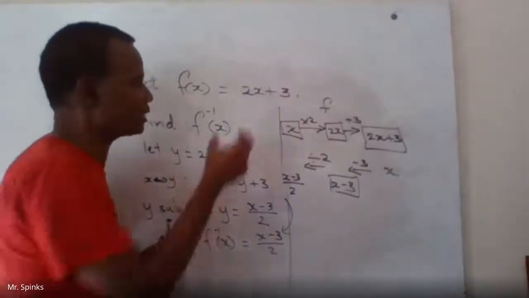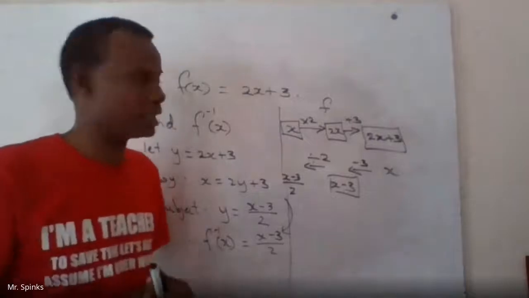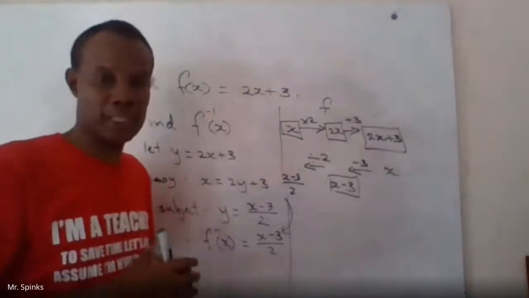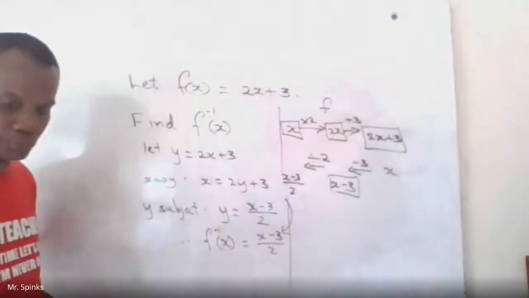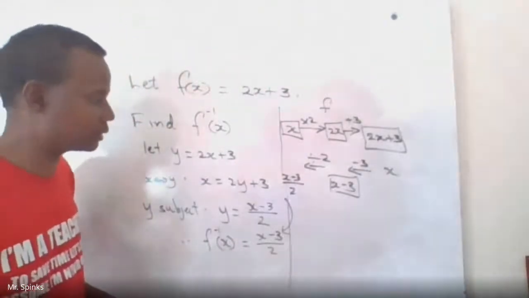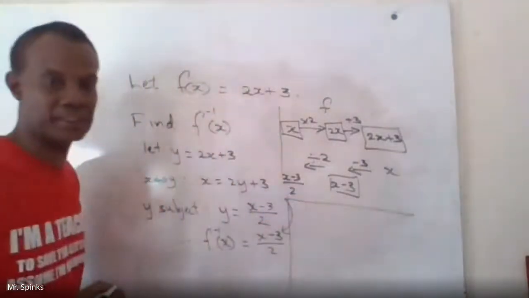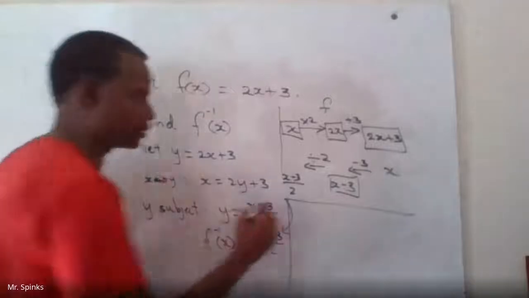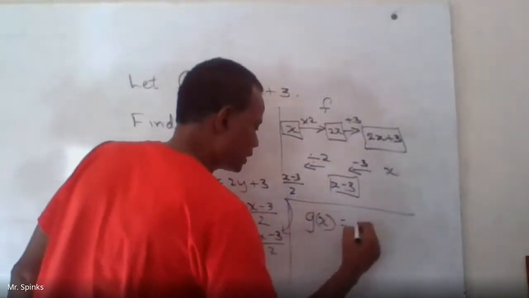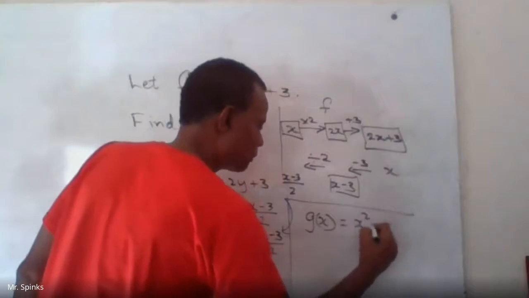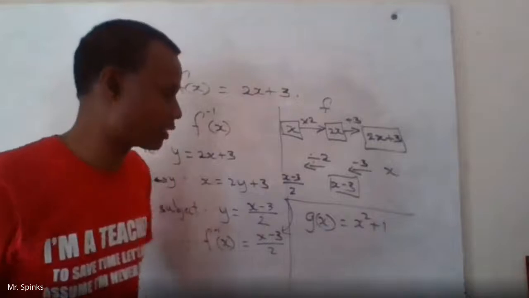All you have to establish is what is being done here. What is being done first? I multiply by 2. Second, I add 3. So if I had to reverse that, I must subtract the 3 and then divide by 2. All right? So with that in mind, let's look at this simple one here. Let g of x be equal to x squared plus 1. You can see on the side, x squared plus 1.